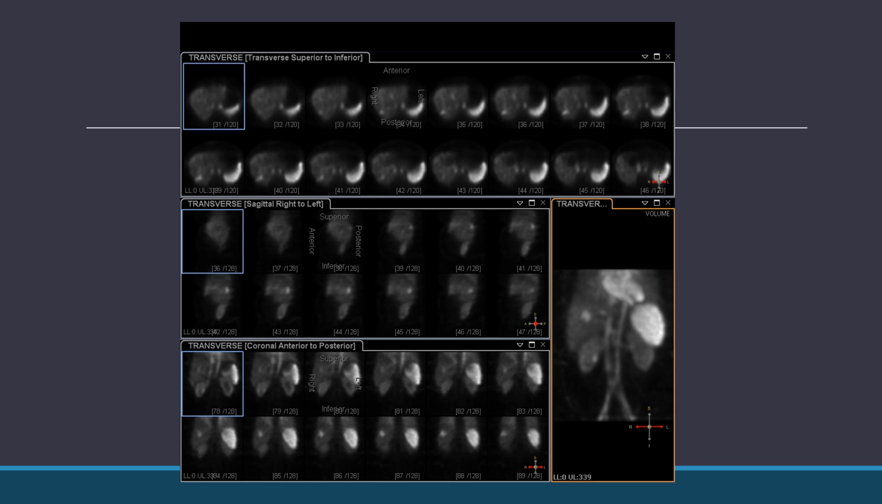And then the sagittal images are cut from right to left on the patient. The transaxial or transverse views were superior to inferior. So they're cut from the top to the bottom. And then coronal views are anterior to posterior, so the patient's being sliced from front to back. That helps you see that it is located a little more posteriorly, which you also saw on the other images.